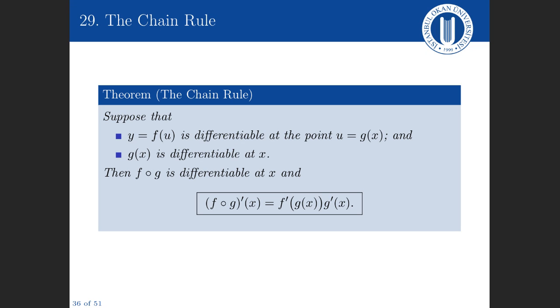Suppose that we have two functions, f and g. Suppose that f is differentiable at the point u and g is differentiable at the point x. Then f composed with g is differentiable at x, and we have our formula. The derivative of f composed with g is the same as the derivative of f calculated at g of x multiplied by the derivative of g at x.